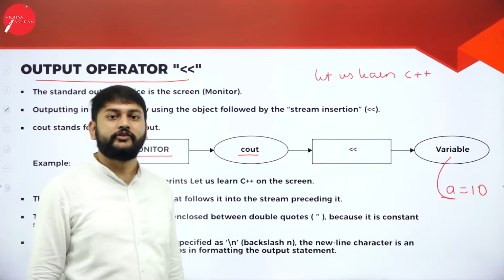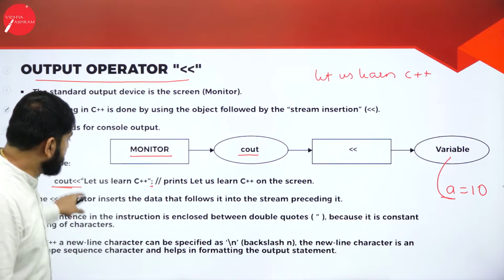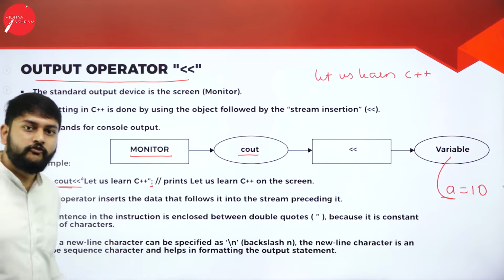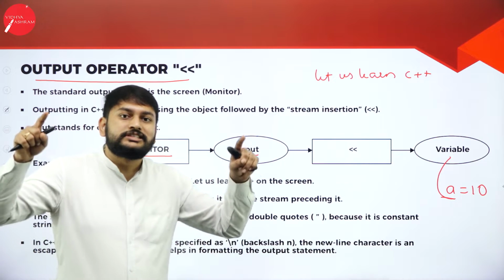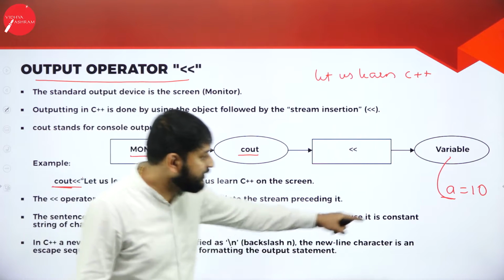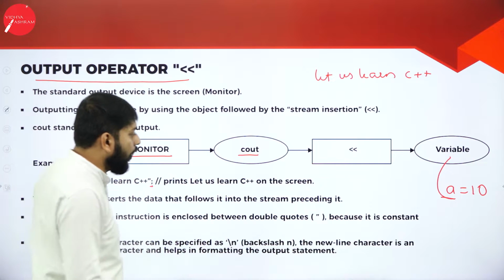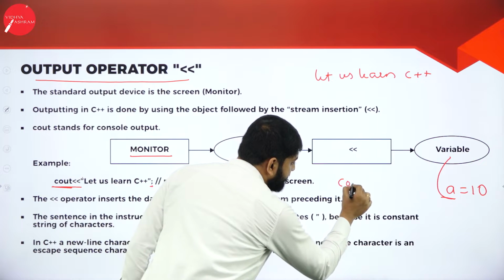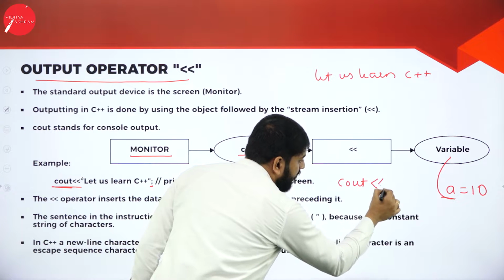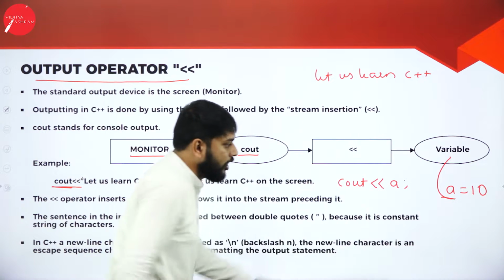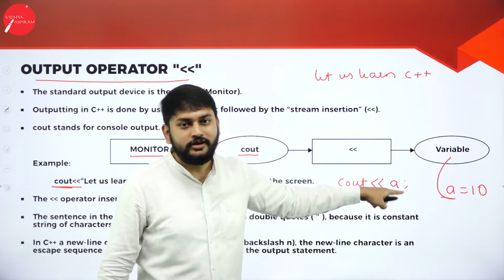At the end of the statement you have to give the semicolon. So this will work when you have the string, but I want to print the value of this. How do I give? So please understand, I have to write something like this, cout. I'm not using the double quotes here.